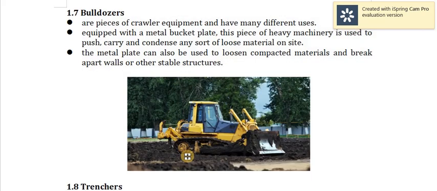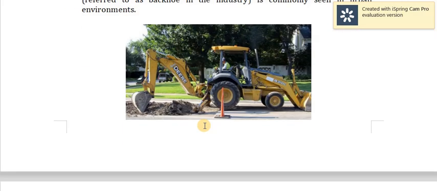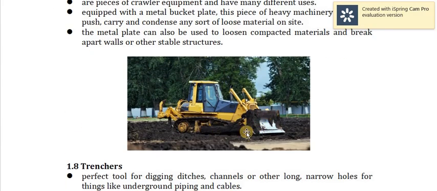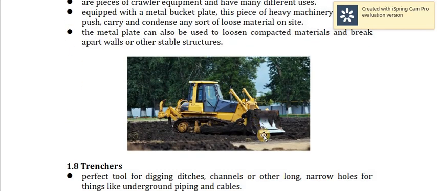Next, we have bulldozers. So bulldozers are pieces of crawler equipment and have many different uses. So it is equipped with a metal bucket plate. So this piece of heavy machinery is used to push, carry, and condense any sort of loose material on site. O, diba? Para siyang backhoe, may pang-push din siya. Pero this one it's a plate. Hindi siya katulad nito na it can carry stuff. Ito pang push lang talaga siya. Alright? So there.